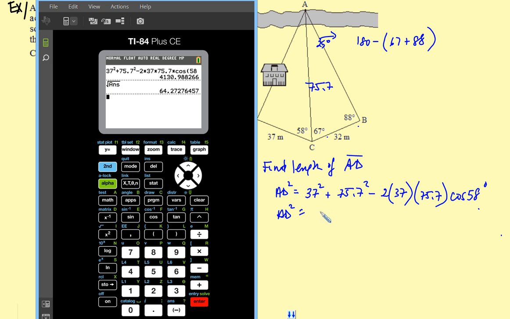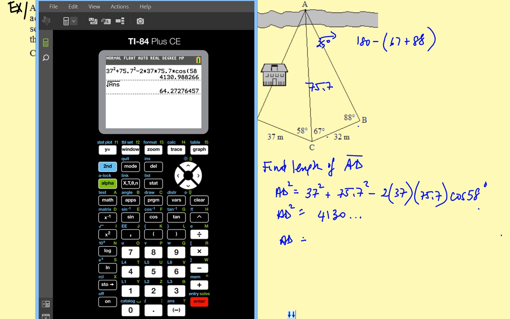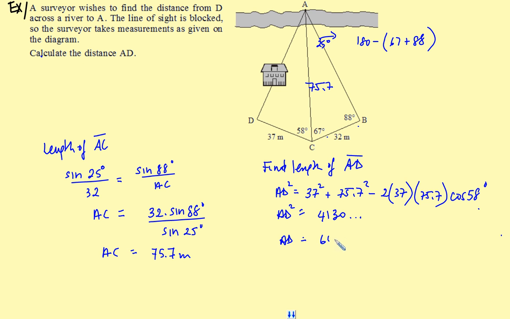So that AD squared is 4,130 point something, and AD, when you take the square root, we said that it was 64.3 meters. Okay, and that's done. So we have found the length of the distance between A and B.